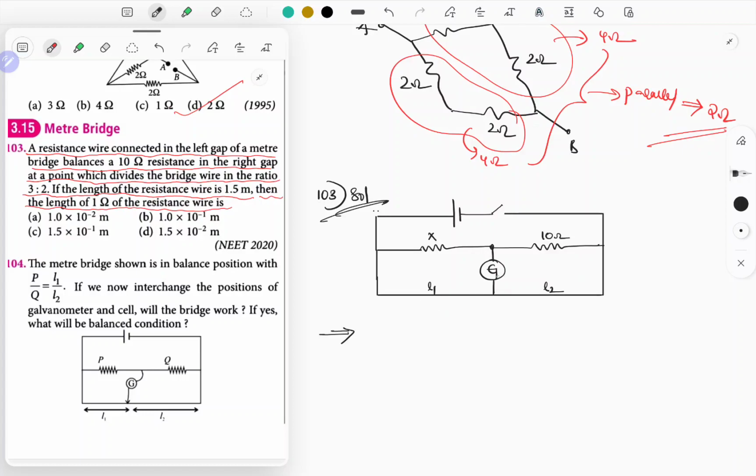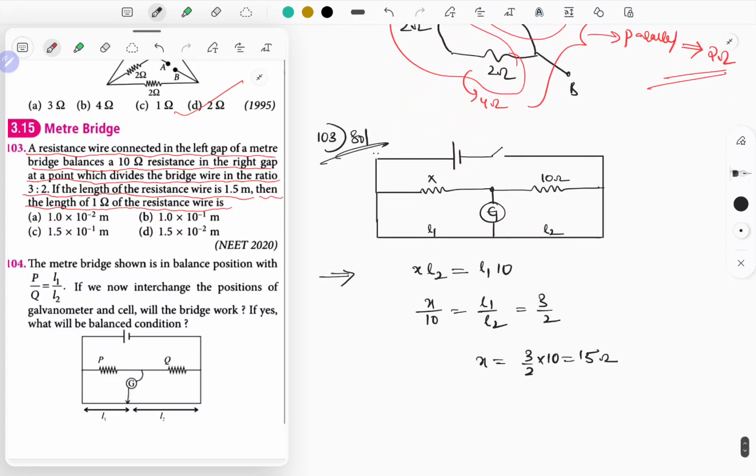So under balanced condition, the galvanometer shows null deflection. That means the product of the opposite resistances is equal, that is X into L2 is equal to L1 into 10, and X by 10 is equal to L1 by L2, where the L1 by L2 ratio is 3 by 2. Then X is equal to 3 by 2 into 10, which is equal to 15 ohms. This is the resistance. Okay, but this is not the actual thing that they are asking.